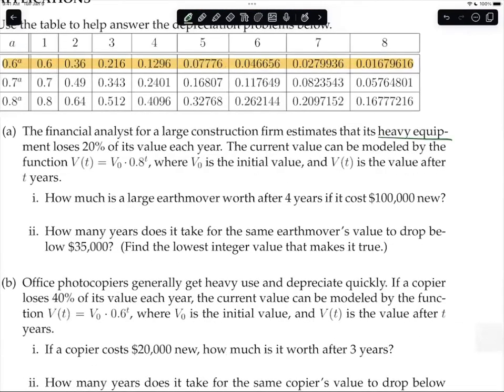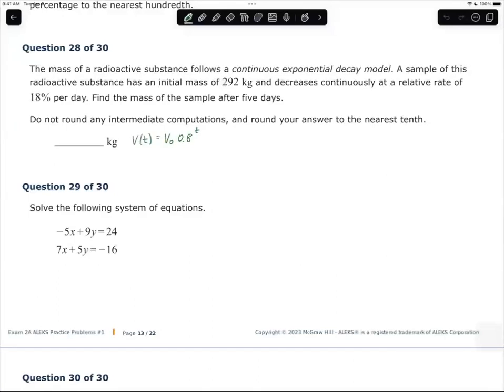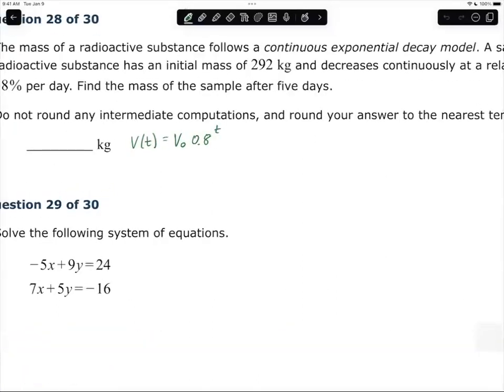The heavy equipment loses 20% of its value each year, and the value was modeled by this equation here. So we have a similar situation going on here. Now, I just wrote that: this is loses 20% per year.